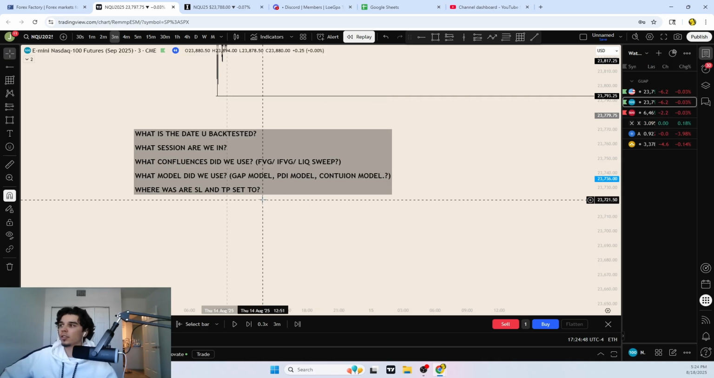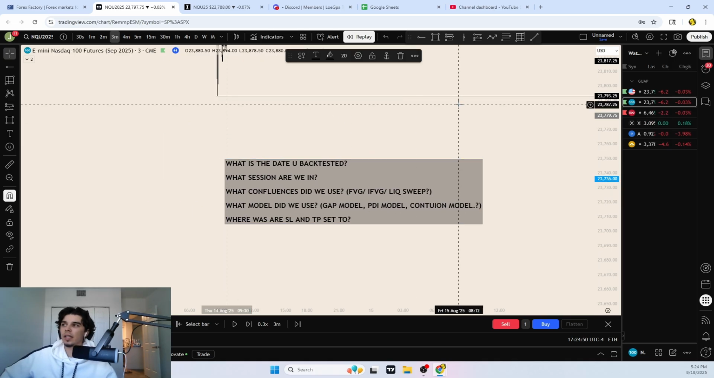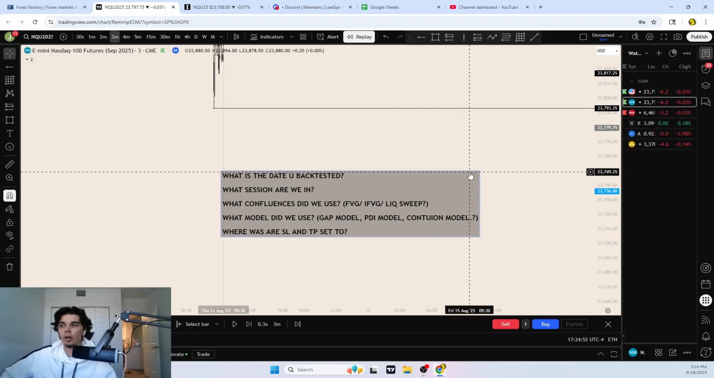And then where were our stop losses and take profit set to? Well, in this case, it was set to two unfilled 15-minute gaps. And what do we know about unfilled 15-minute fair value gaps? Well, that's the gap model.